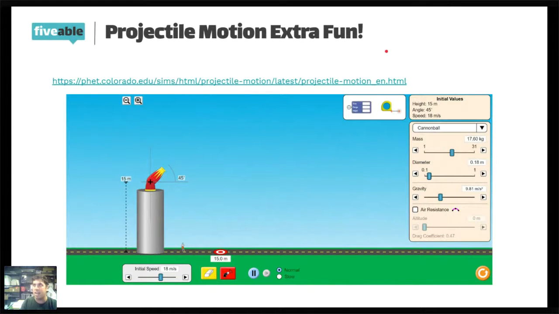And again, if you want some extra fun, here's the link to the PhET simulation. And you can mess around and shoot various things. You can investigate how mass changes stuff. You can turn on air resistance and see what happens if this was not free fall, but rather real life motion. That works too. But otherwise, yeah, check that out.